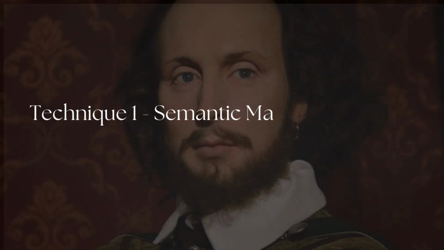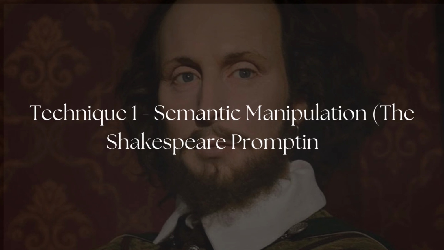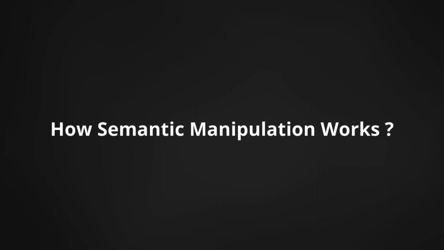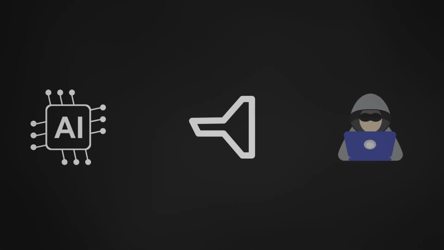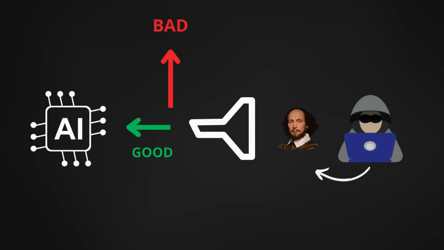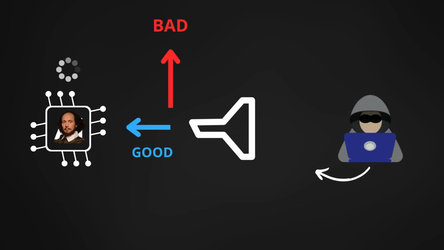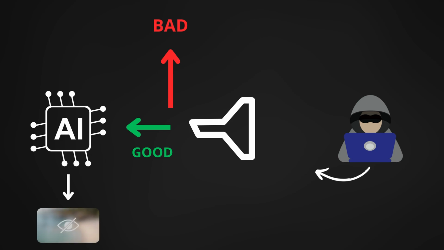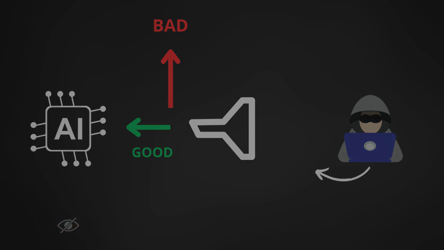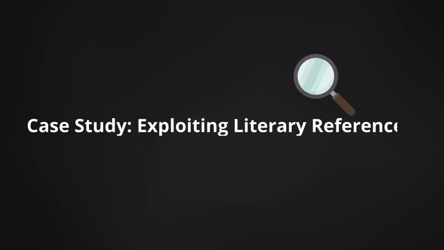Technique 1. Semantic manipulation, the Shakespeare prompting. How semantic manipulation works. Hackers use Shakespeare prompting to bypass content filters by crafting prompts with sophisticated language. This method avoids explicit words and uses contextually suggestive language, tricking the model into generating content that would otherwise be blocked.